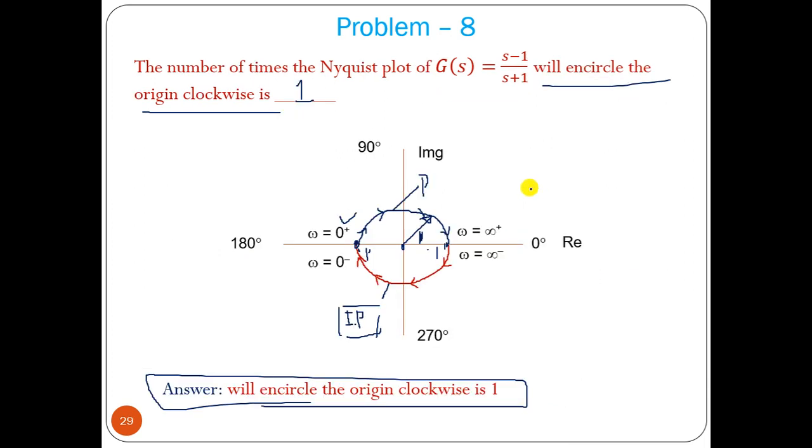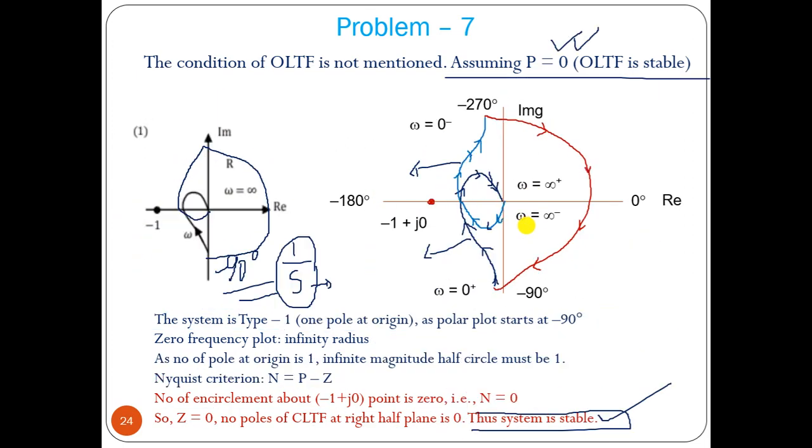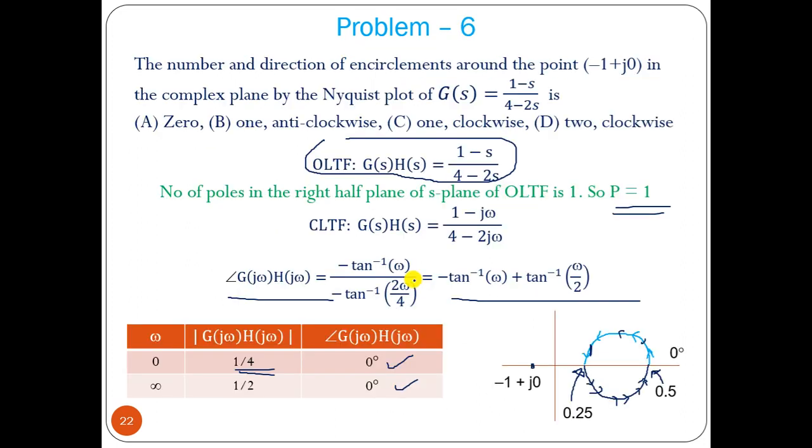Okay, so this is all about some critical or important problems on this topic, the Nyquist stability criterion. This is an example of an all pass filter, and in some problems polar plots are given. We have to draw the Nyquist plot from that, and we can find out the stability of the system.